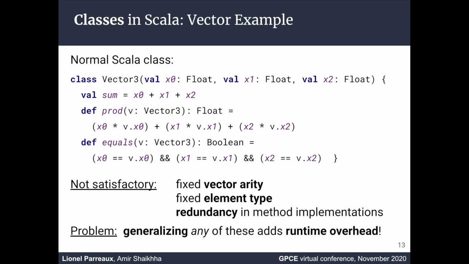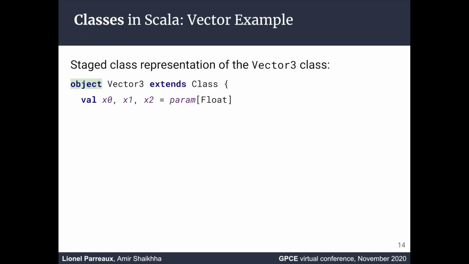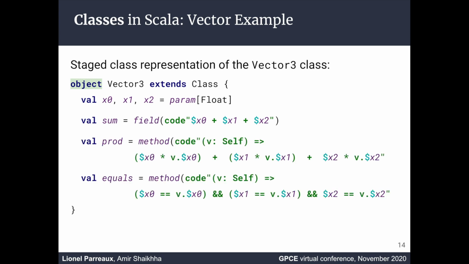Our problem is that generalizing any of these aspects normally incurs significant runtime overhead due to the cost of abstraction. Let us now have a look at how one would define the same Vector3 class but through the stage class interface. A stage class is an instance of the Squid class called Class. Notice that we are now defining an object called vector3, which is no longer an actual class. The parameters of our stage class are now defined using the param method, which uses side effects to register the corresponding parameters in the enclosing stage class instance. Similarly, fields and methods are defined with corresponding virtualized constructs.